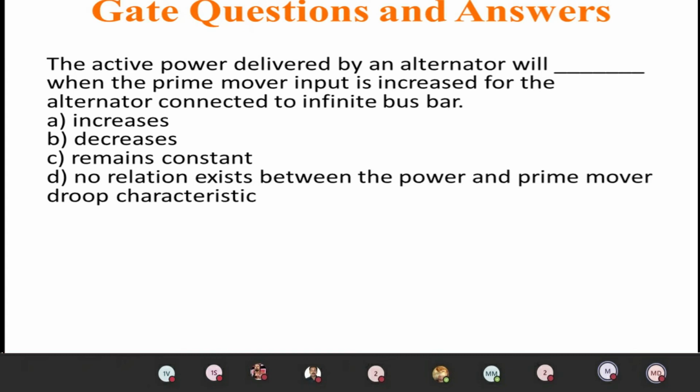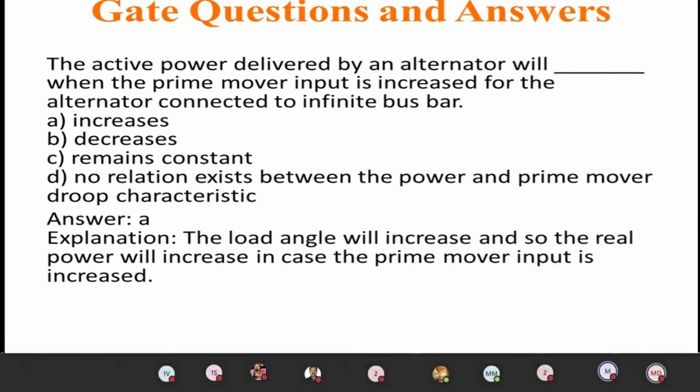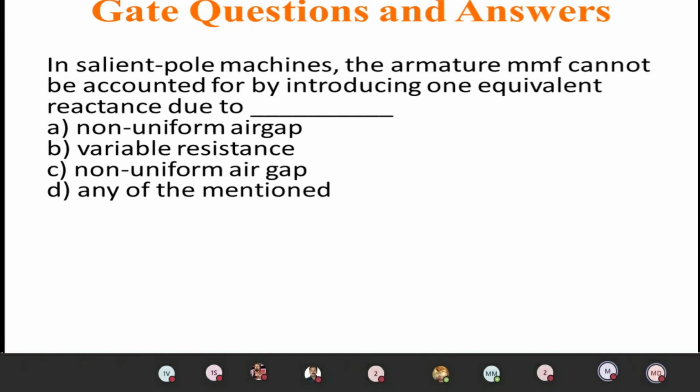But in the case of an alternator connected to the infinite bus bar, the active power starts to increase. So active power delivered by the alternator will increase when the prime mover input is increased for the alternator connected to infinite bus bar. The load angle will increase, so the real power will increase in case of prime mover input.